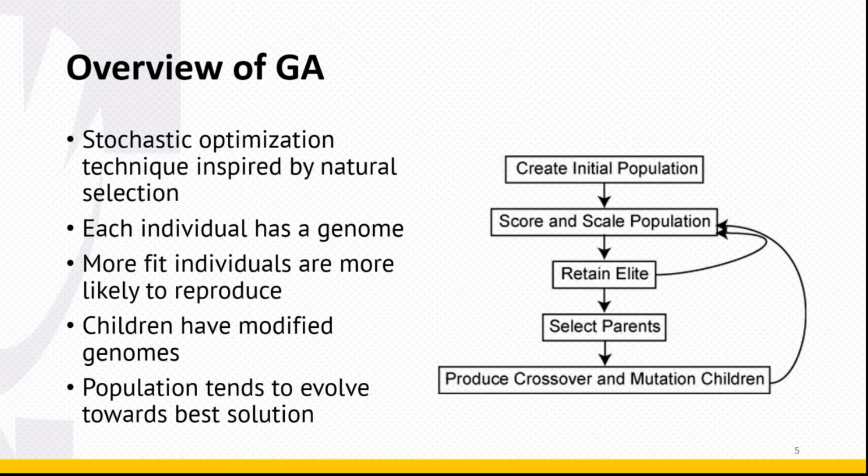This one is also a stochastic optimization technique. It's inspired by the phenomenon of natural selection in evolution. Each individual, again representing a point in the design space, has a genome, and more fit individuals, so individuals that are more highly optimized, are more likely to reproduce than less fit individuals. And those children that result from the reproduction have modified genomes. They can either be modified through crossover from one of the parents or the other parent, or through random mutation of a specific gene. And the combined result of this is that the population as a whole tends to evolve itself towards the best solution within that space.